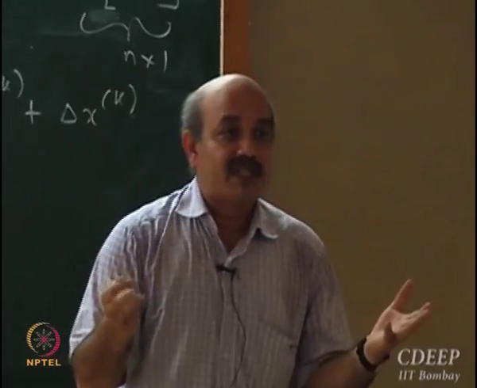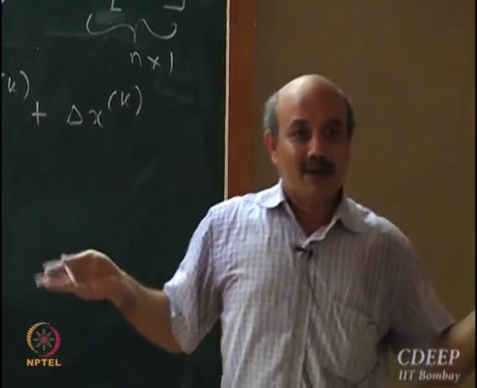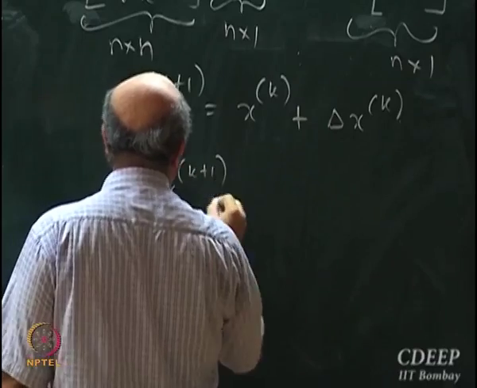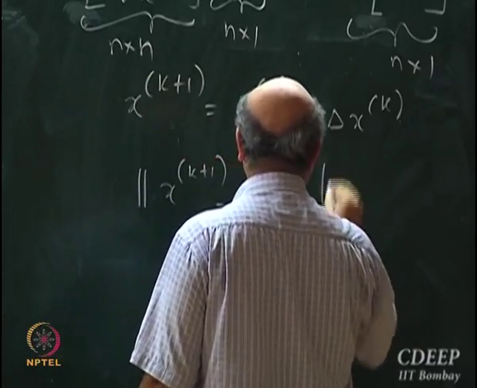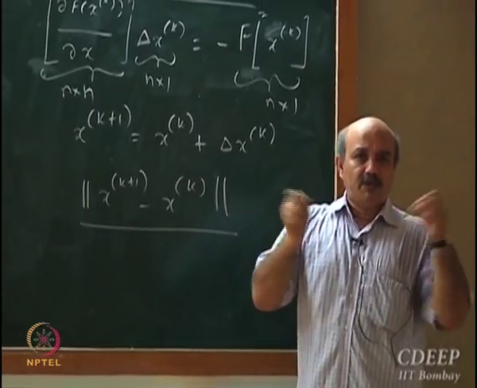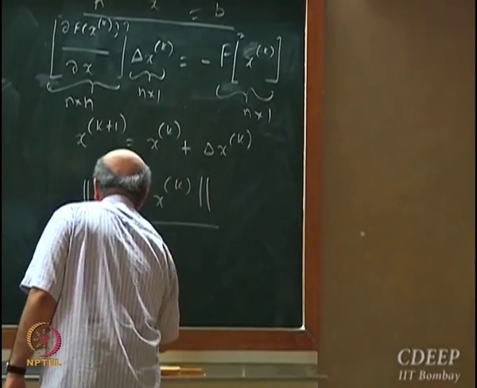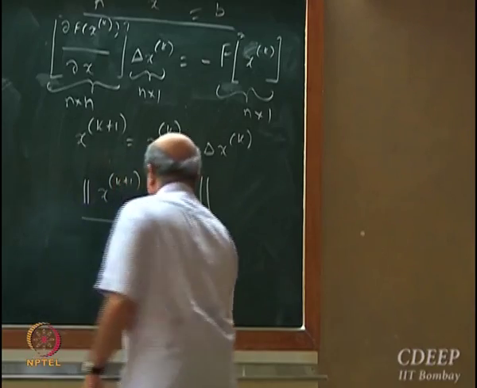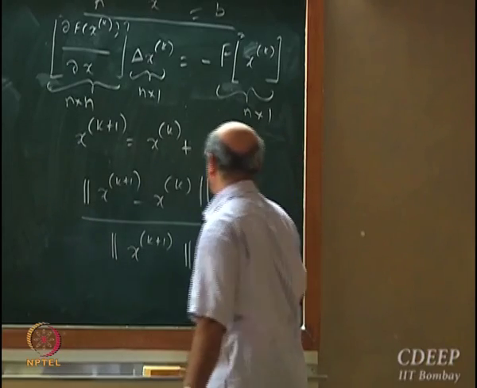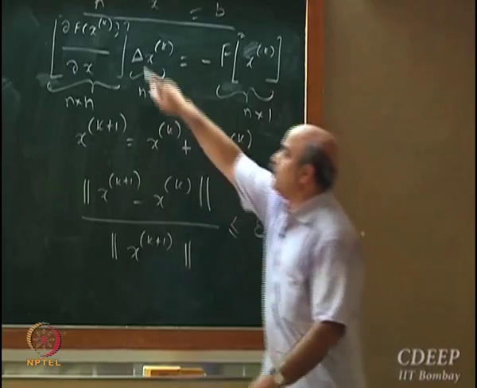Now the question is: is this sequence Cauchy? Is this sequence converging? So what do I do here? I look at the norm of x_{k+1} - x_k. Well, many times, because of numerical problems, it is risky to look at only this difference. We should normalize it, so it's good to look at this, which is used for normalization. I would want to know whether this is less than or equal to epsilon. If this is less than or equal to epsilon, I terminate my iterations; otherwise I just keep doing this.